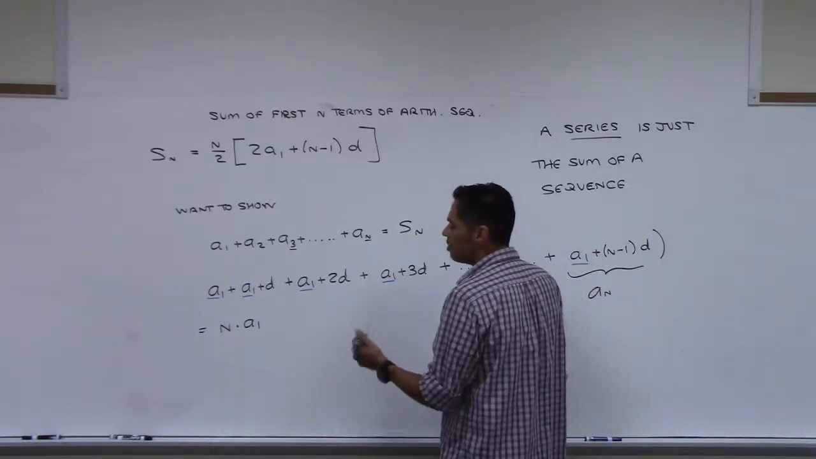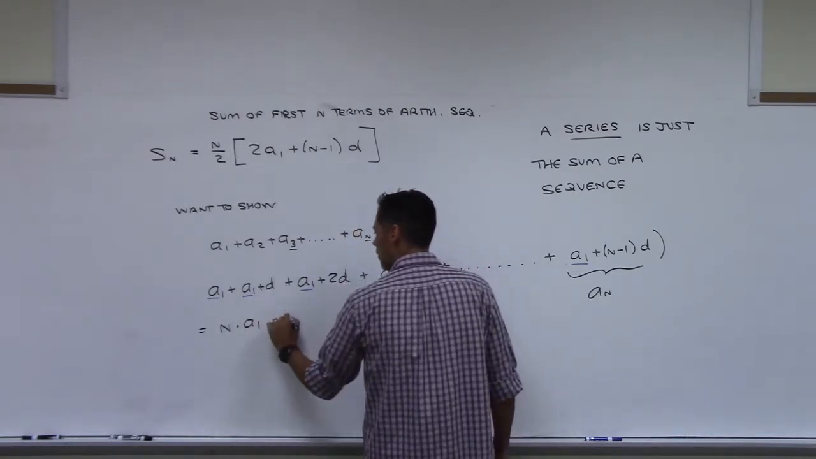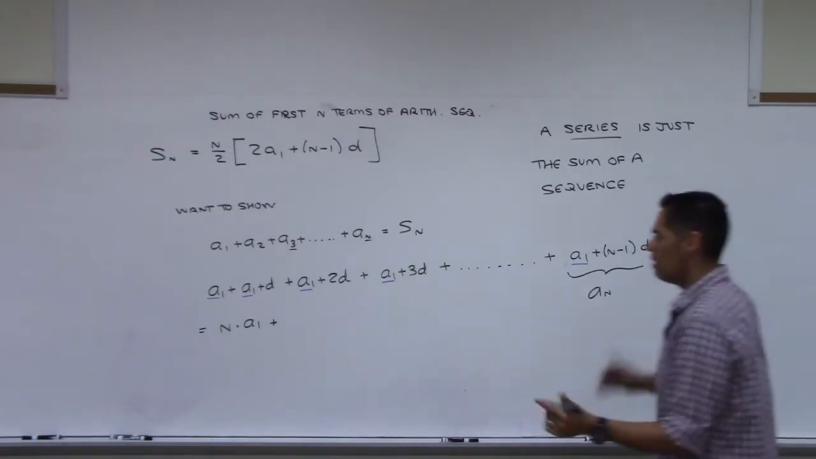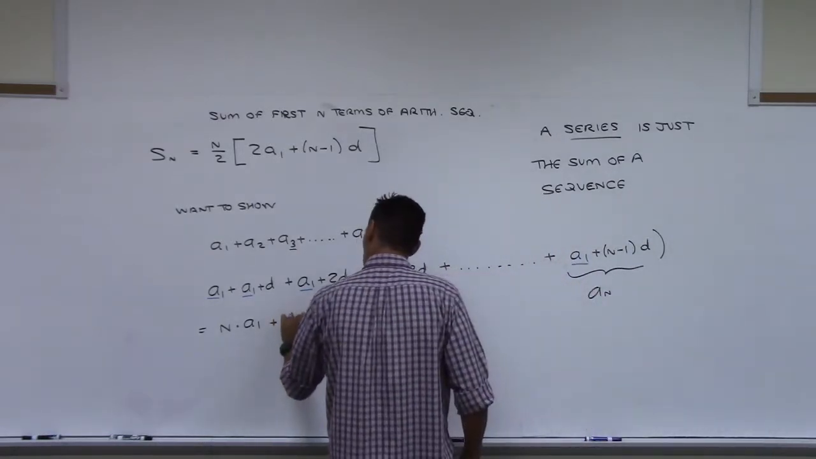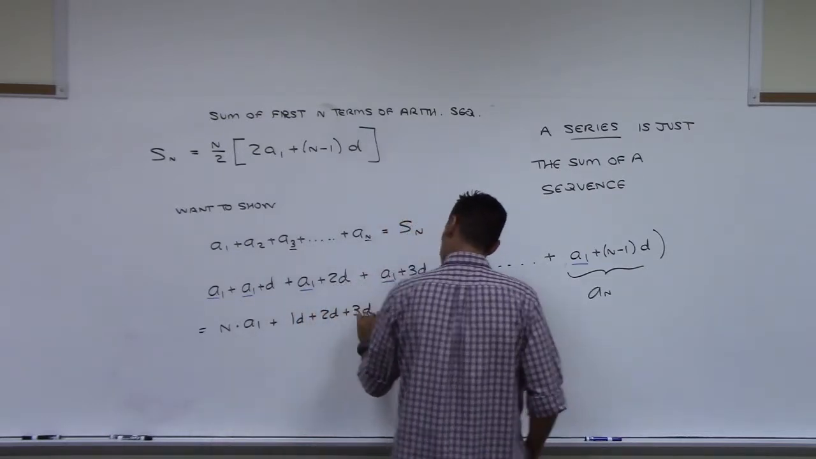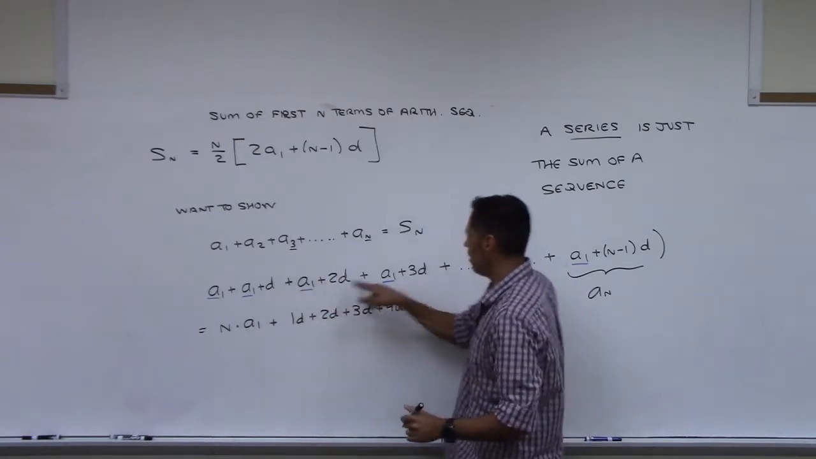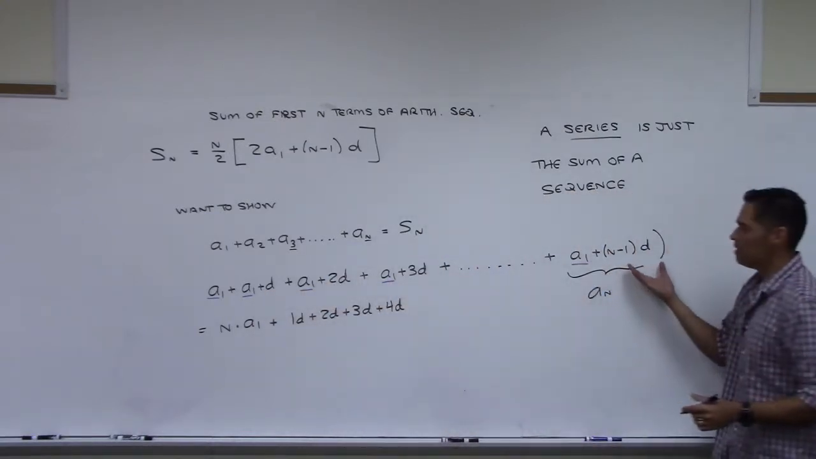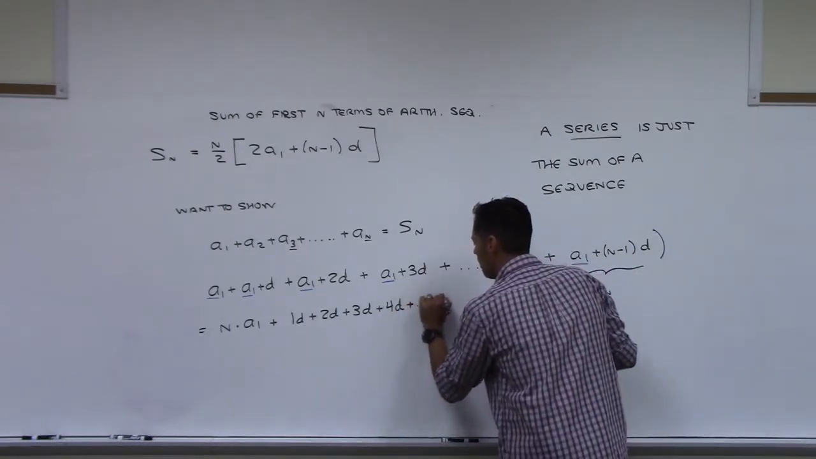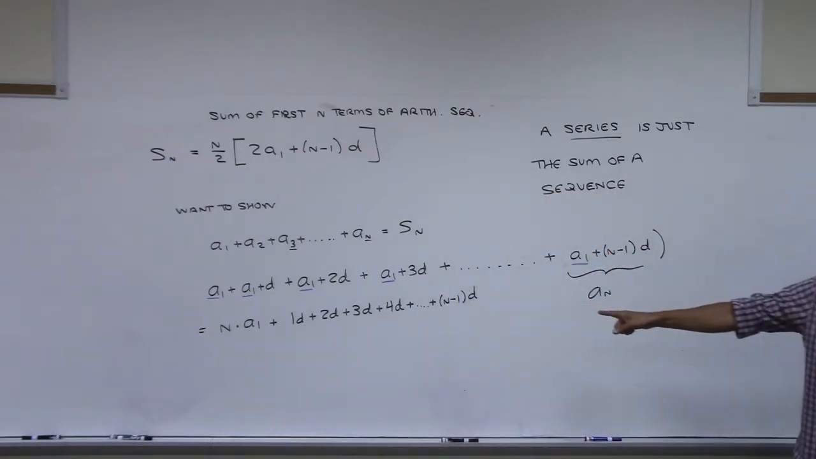But okay, so let's just see how many d's we have. We have 1d, right? That's the only thing that's left. Everything that's left is d's. It's 1d plus 2d's plus 3d's plus 4d's. When do I stop? How many d's? N minus 1. So I need to say plus dot, dot, dot, and I stop at n minus 1 d's. Do y'all agree with that part?